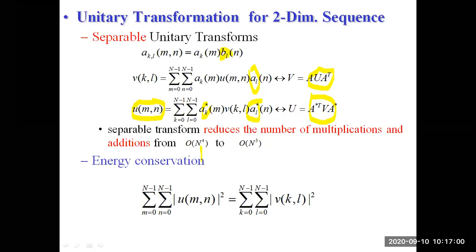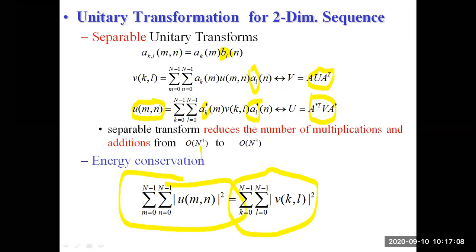So what is energy conservation? This is the energy conservation for two dimensional, as in your previous one. That means the energy in the spatial domain is the same as the energy in the frequency domain. There is no change, only the decomposition is happening.